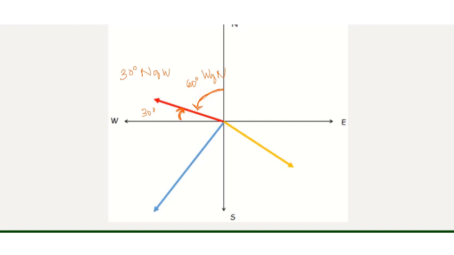Let's try another one. This one is a bit bigger. Let's say this is 65 degrees. It originates from the west. So, this is 65 degrees south of west. 65 minus 90, that's only 25. So, this is 25 degrees. It originated from the south. So, this is west of south. So I hope you can see the difference between the three of them.